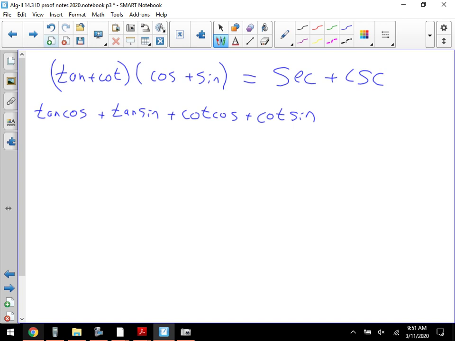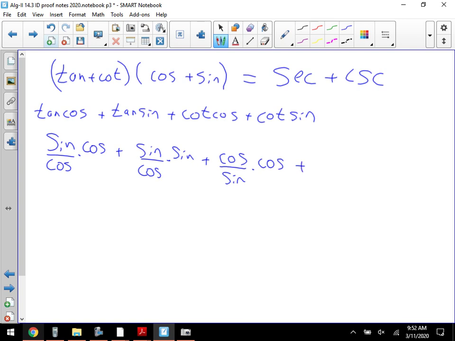Not tangent cosine. You were 2/3 of the way to a cosecant. You stopped at the S. Now write everything in terms of sines and cosines at this point. You have sine over cosine times cosine, sine over cosine times sine, cosine over sine times cosine, and cosine over sine times sine.